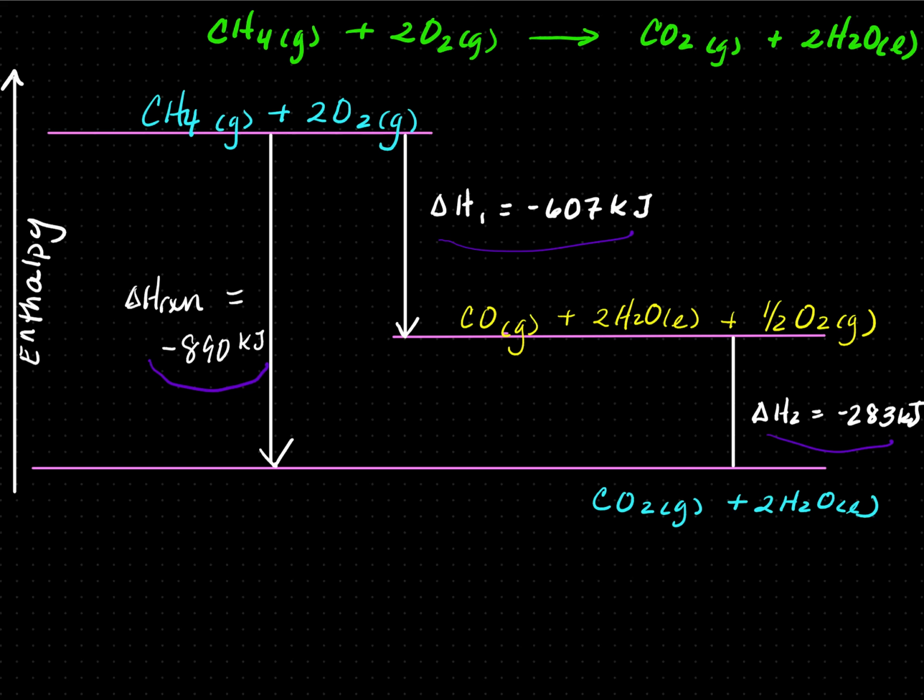If I add up my first step, delta H1, which is negative 607, with my second step, delta H2, which is negative 283, we still get negative 890 kilojoules. So enthalpy is a state function. We don't care how many steps it takes to get there. The end result, or the change in enthalpy of the reaction, will be the same.